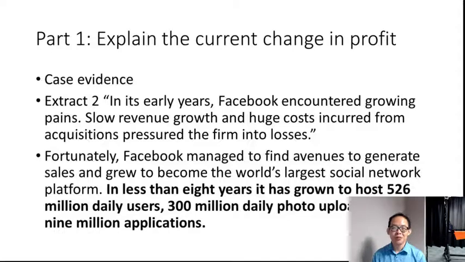Let me show you how to integrate the case evidence with the economic explanation, as I was saying to you earlier. Extract 2 states that in the early years, Facebook encountered growing pains. Slow revenue growth and huge costs incurred from acquisitions pressured the firm into losses. But after a while, Facebook managed to find avenues to generate sales. So in less than 8 years, it has grown to host about so many million users, 300 million daily photo uploads, and of course 9 million applications. All these are case evidence. You don't need to quote the whole chunk, but you should state a bit of this in your answer.